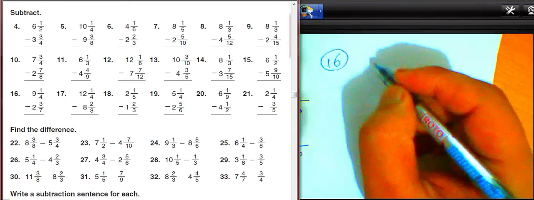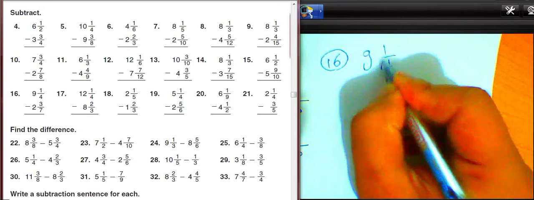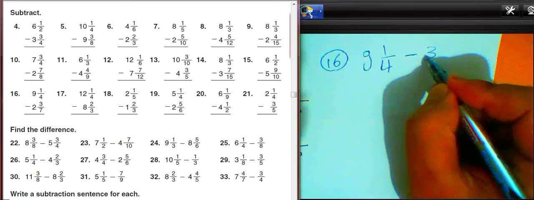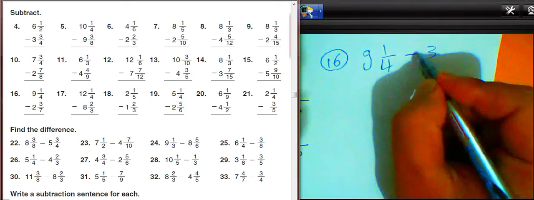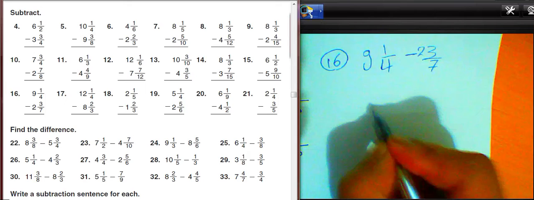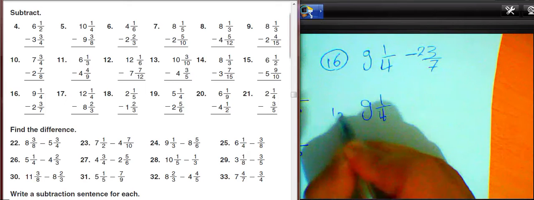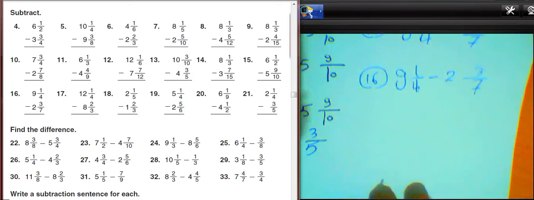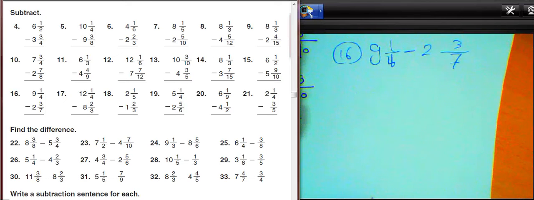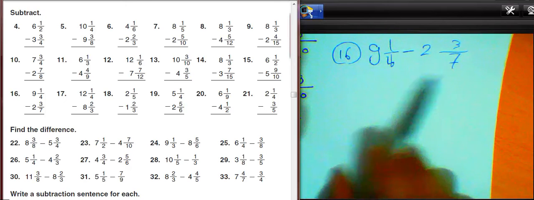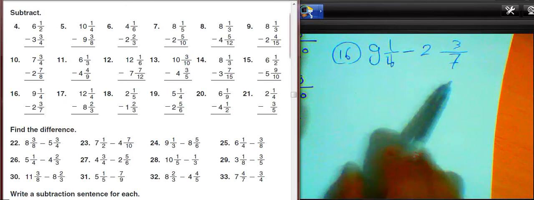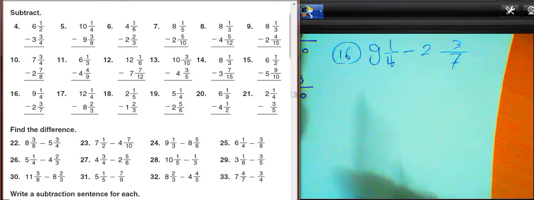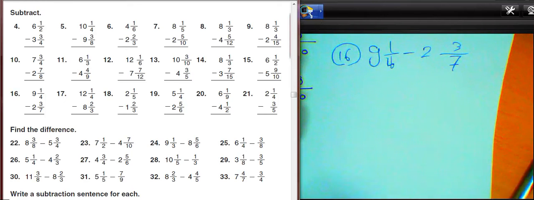9 and 1 over 4 subtract 2 and 3 over 7. Again, 9 and 1 over 4, question 16. Subtract 2 and 3 over 7. We know the least common multiple of 7 and 4 equals 28, because 7 plus 7 plus 7 plus 7 equals 28.